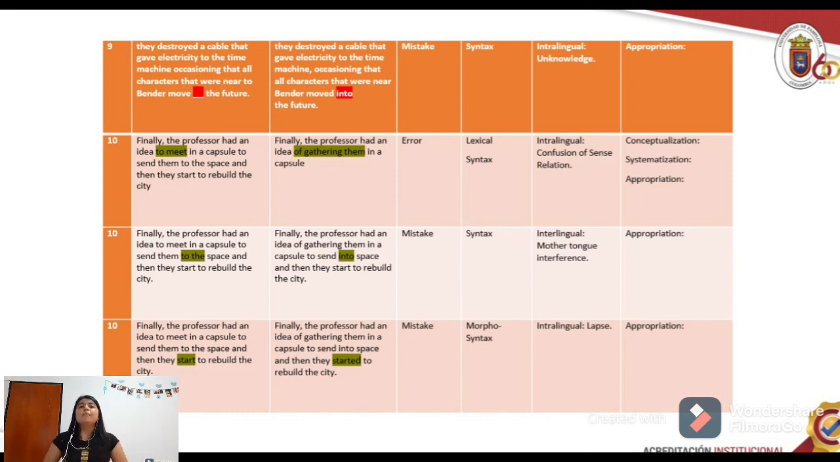To finish, mistakes and errors are inevitable in the process of learning a language, so it is normal to make them. It is a way of learning a foreign language, don't forget it.